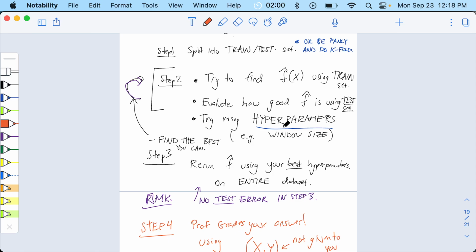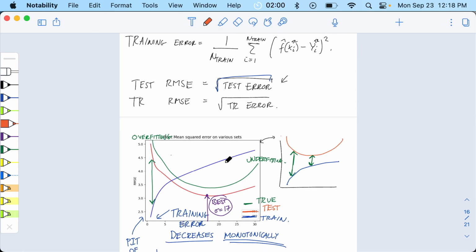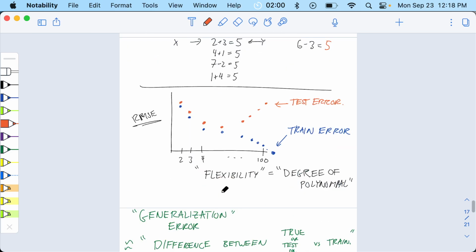That's what you're going to show me. You're going to make a graph just like this graph. And you're going to show me this graph in your project. You're going to be like, look, over here it's overfitting. Over there it's underfitting. Here's how I found the thing in between. That's what you're going to do. Okay.